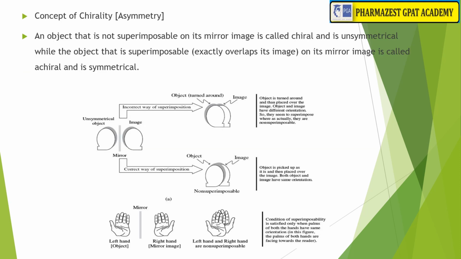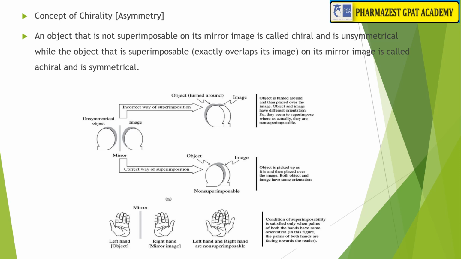Next, coming to the concept of chirality. Before knowing about stereochemistry, the first major concept that has to be learned is chirality, or asymmetry. An object that is not superimposable on its mirror image is called chiral and is unsymmetrical, while an object that is superimposable on its mirror image is called achiral and is symmetrical.